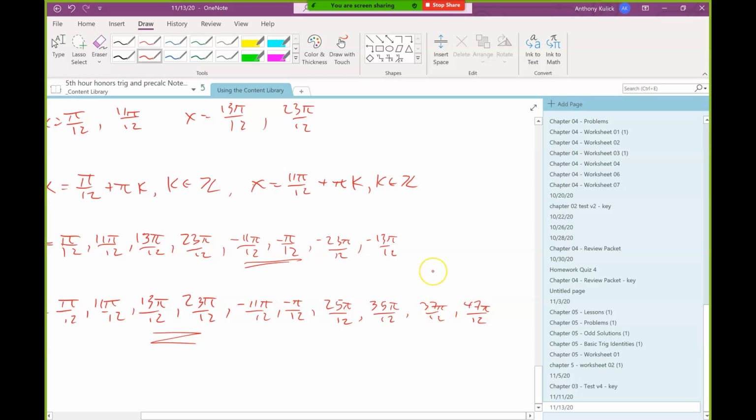And since 37 pi over 12 is bigger than 3 pi, I know I can't add another pi to this, or else I'll get something that's too big. So I'm going to be done here.